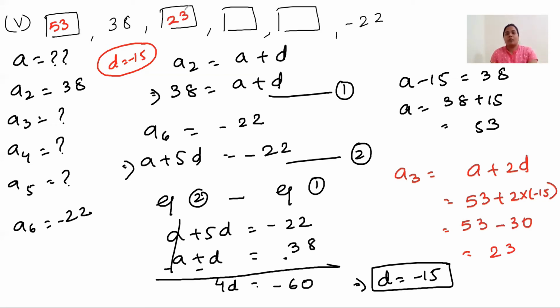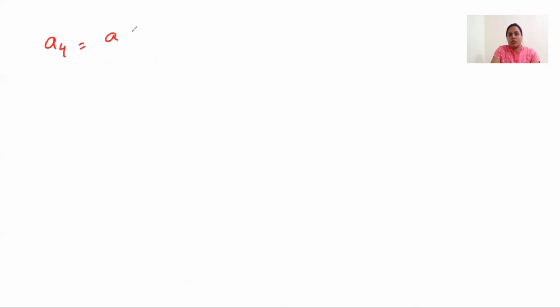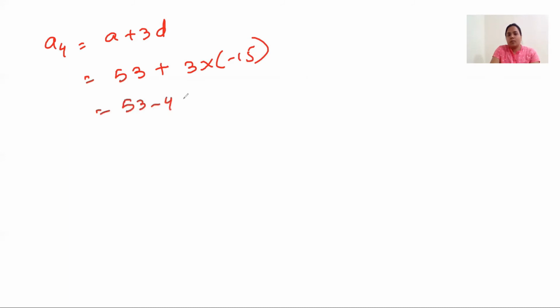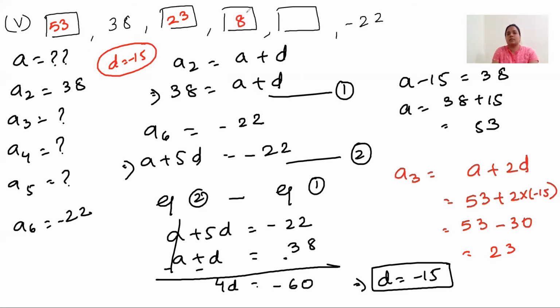Clear? Now we have to find A4. So A4 is equal to A plus 3D. A is 53 plus 3 into minus 15. So 53 minus 45. This will be equal to 8. So we got this as 8.